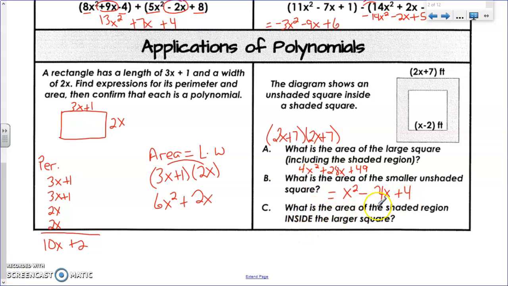So we're going to subtract the larger area minus the smaller area. So 4 minus 1 is 3x squared. 28 minus the negative would be plus that. So that's going to give me 32x. And then 49 minus 4 is 45. If you need to work that, let me know.